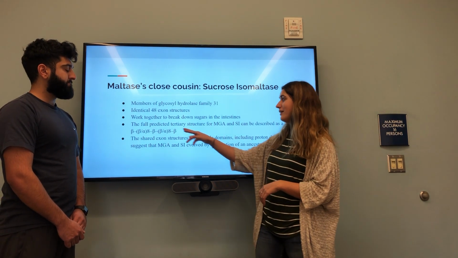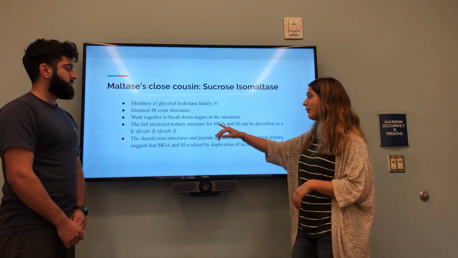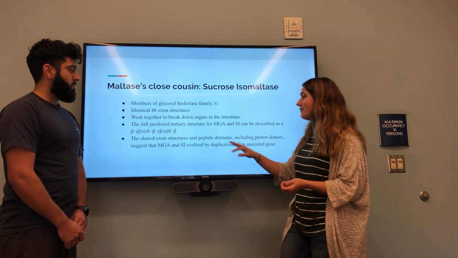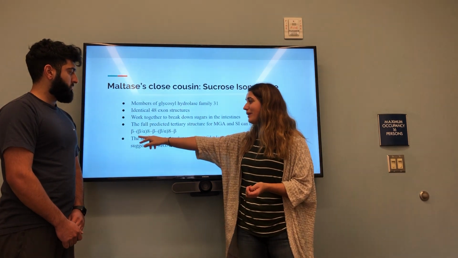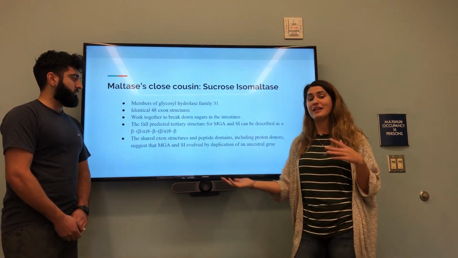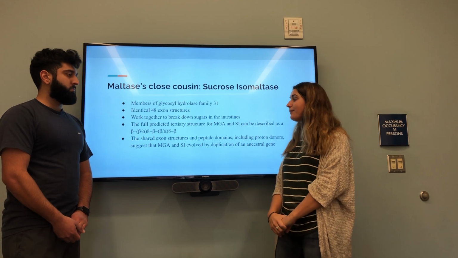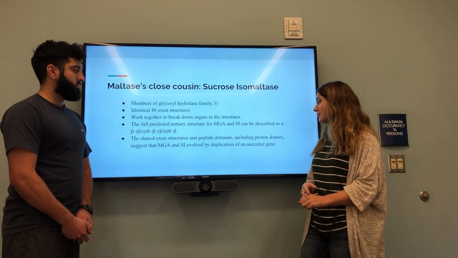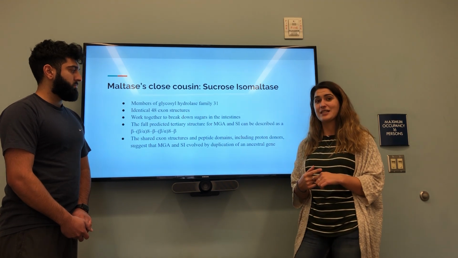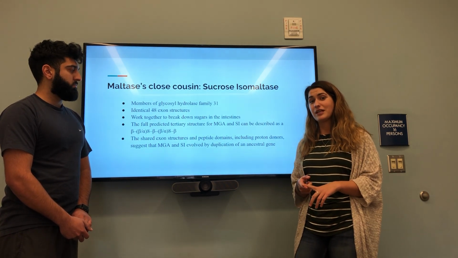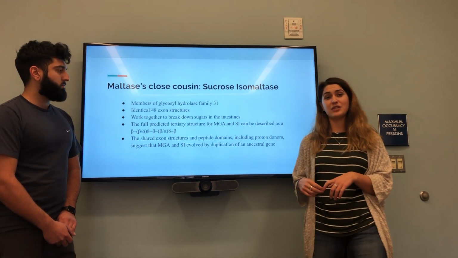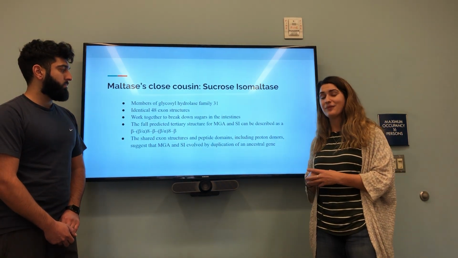So here we've got the predicted tertiary structure for both MGA, which is maltase, and SI, sucrose isomaltase, and then we've got the beta and alpha helices, and that's the repeated pattern throughout the enzyme. So all of this together, the shared exon structures, peptide domains, it suggests that maltase and sucrose isomaltase evolved by duplication of the same ancestral gene. So they're closely related, working together.